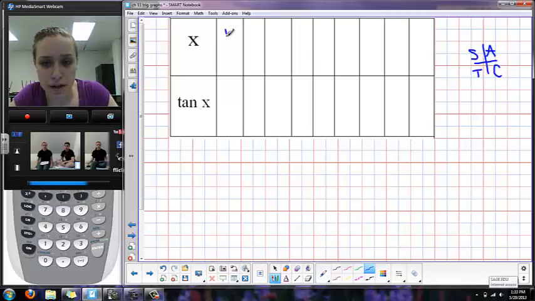Okay, so I'm going to go in segments of 45 degrees, or pi over 4. So pi over 4, that's 1 pi over 4. 2 pi over 4, which is pi over 2. 3 pi over 4.